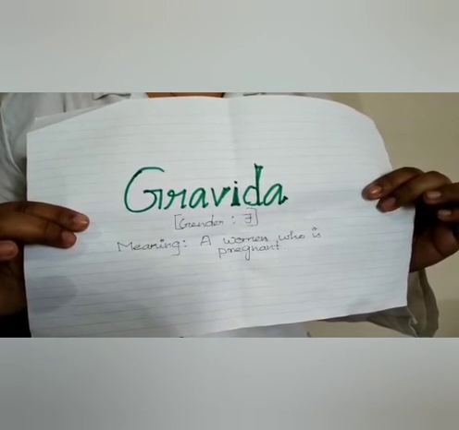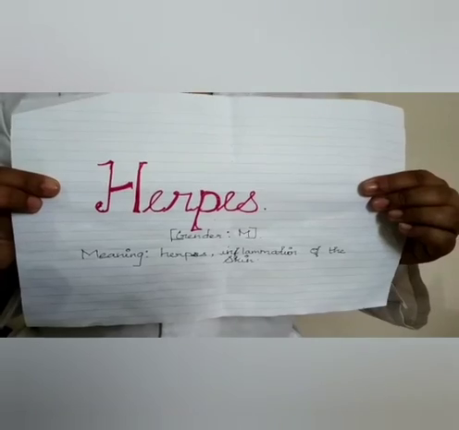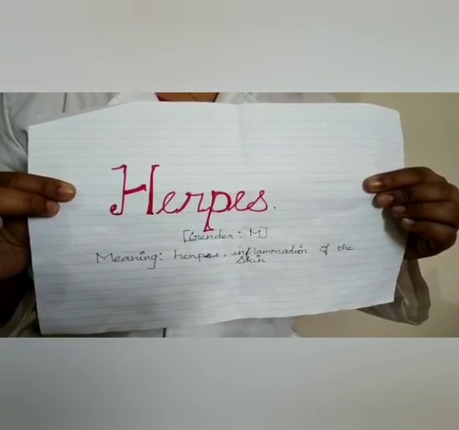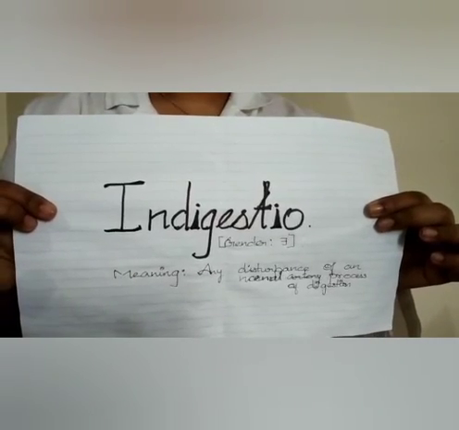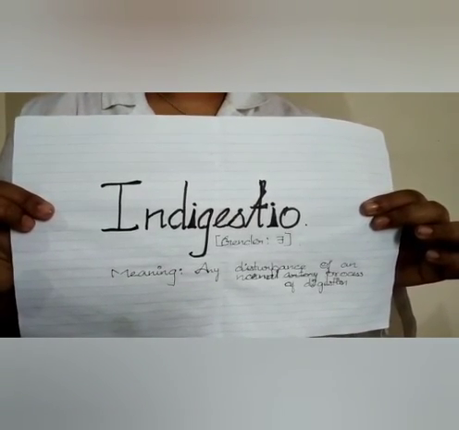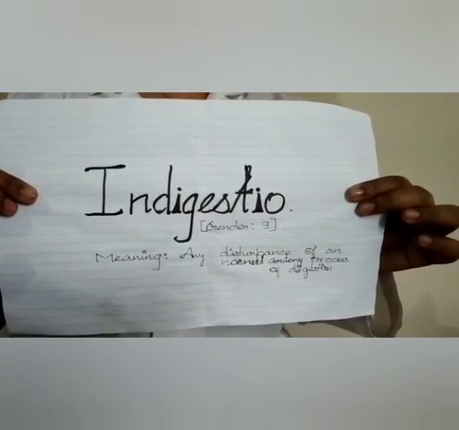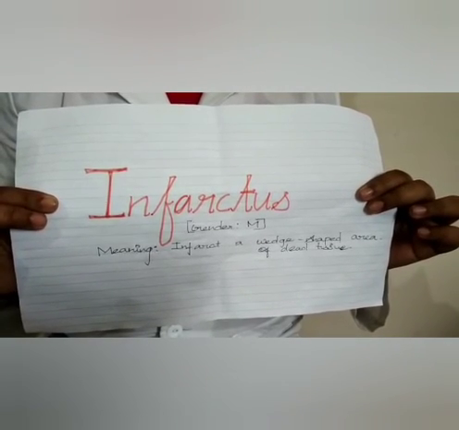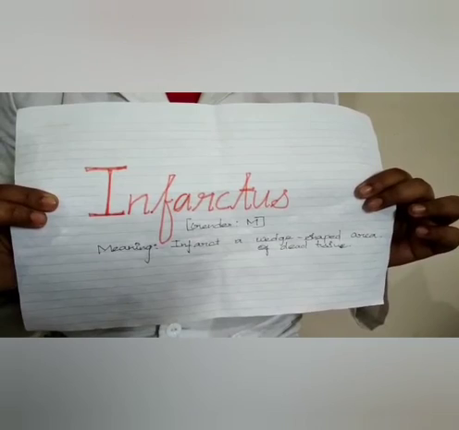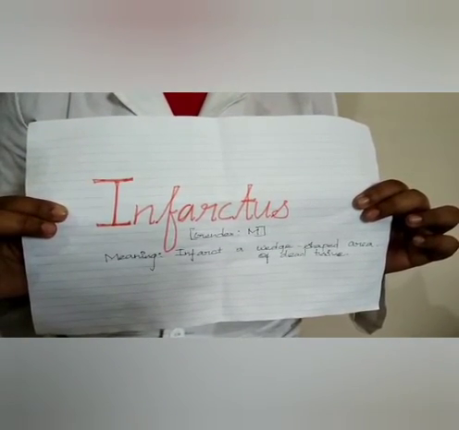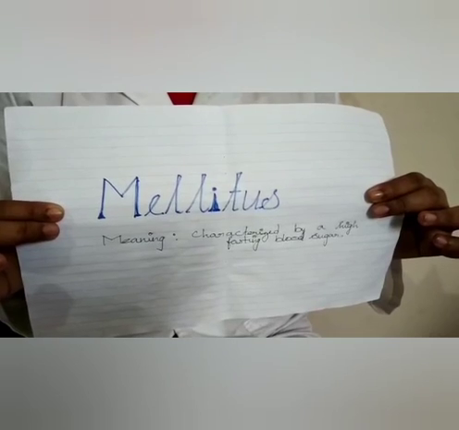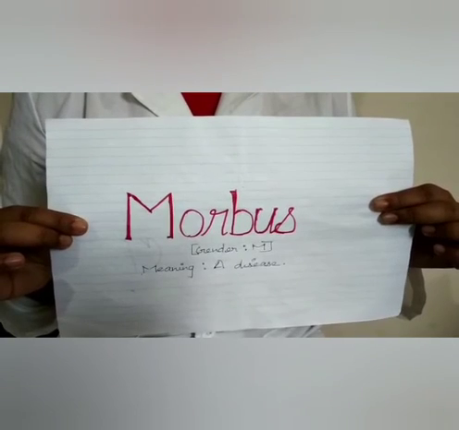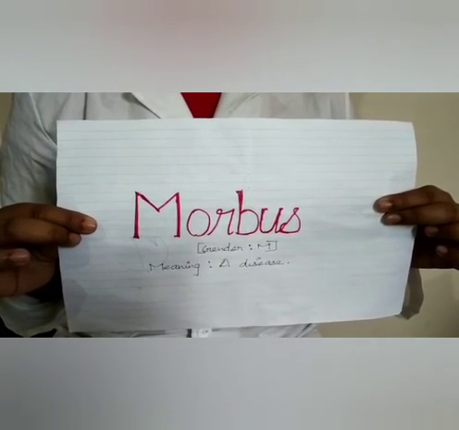Gravida, gender female, meaning a woman who is pregnant. Herpes, gender male, meaning inflammation of skin. Indigestio, gender female, meaning any disturbance of the normal process of digestion. Infarctus, gender male, meaning infarct, a wedge-shaped area of dead tissue. Mellitus, meaning characterized by high fasting blood sugar. Morbus, gender male, meaning a disease.